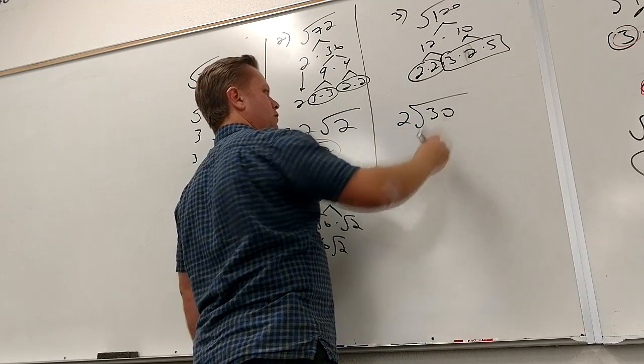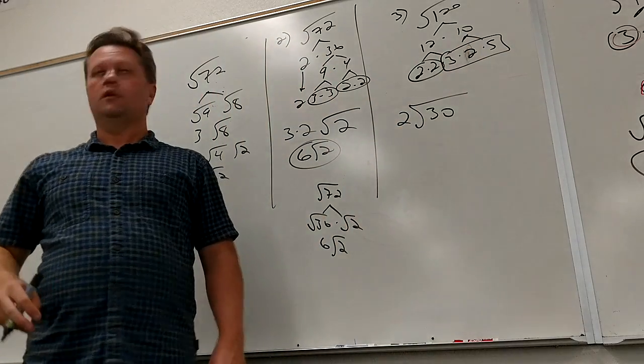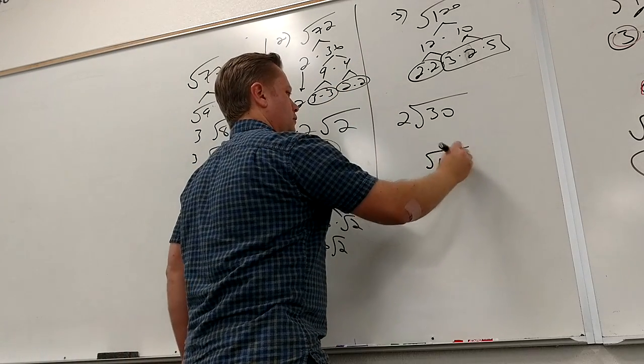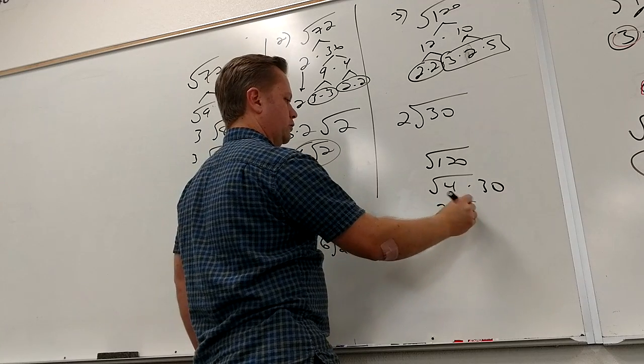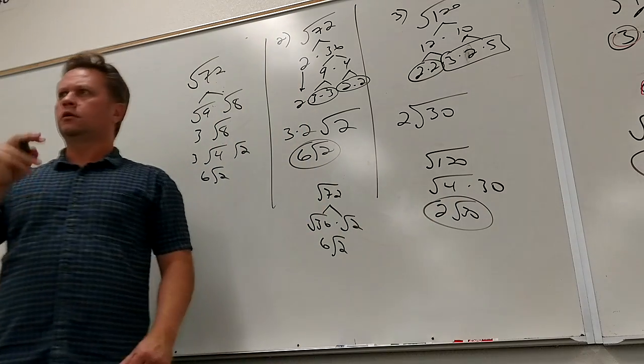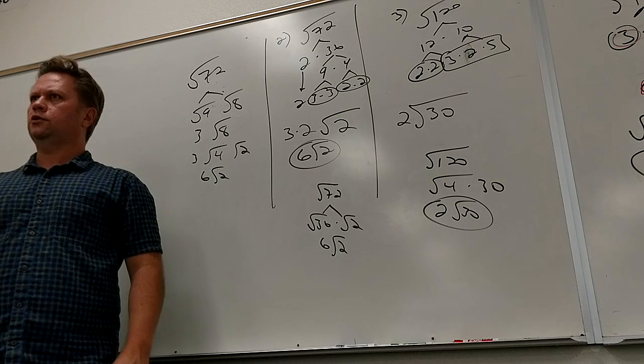Which is 30. If you do it the other way, this is square root of 4 times square root of 30. Square root of 4 is 2. Square root of 30, I don't know. I'm done. Either way.